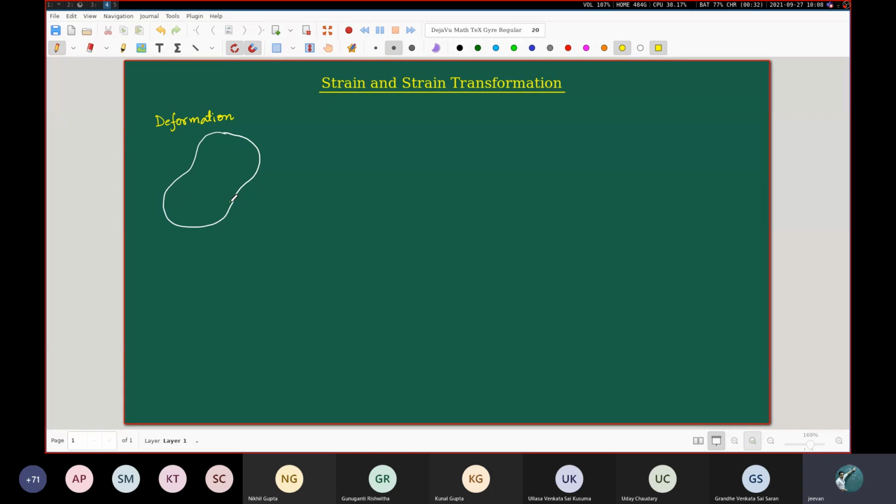In fact, earlier when I used to teach this mechanics of solids course to the third year students, the name of this chapter was kinematics, and it was actually the first chapter that we discussed because it is so very fundamental. So we are going to discuss deformation. Then we are going to talk about the quantification of deformation in terms of displacements, and then we are going to introduce strains, and finally we are going to discuss the transformation of strain.